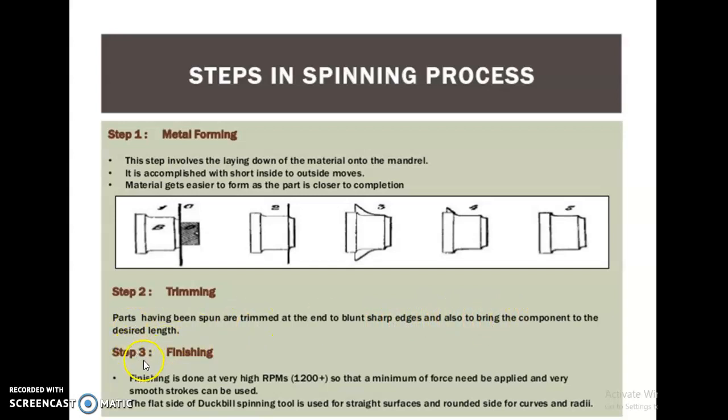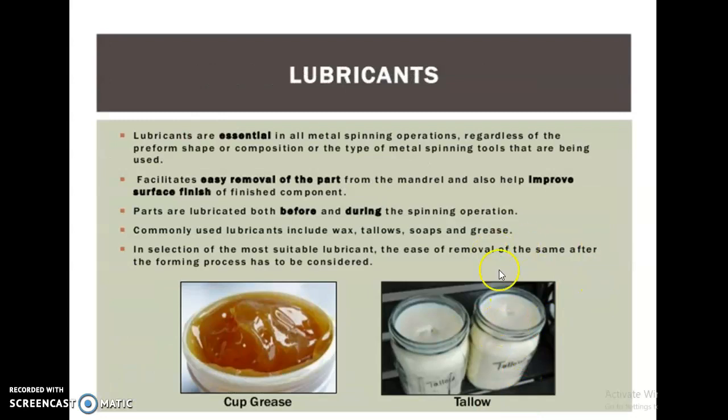Step 3 is finishing. Finishing is done at very high RPM so that a minimum of force needs to be applied and very smooth strokes can be used. The flat side of the duckbill spinning tool is used for straight surfaces and the rounded side for curves and radii.